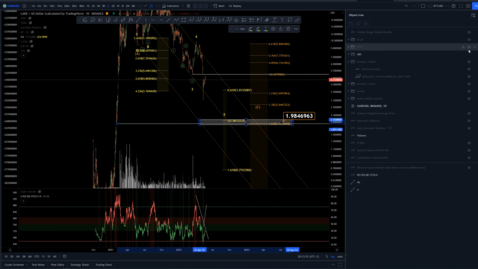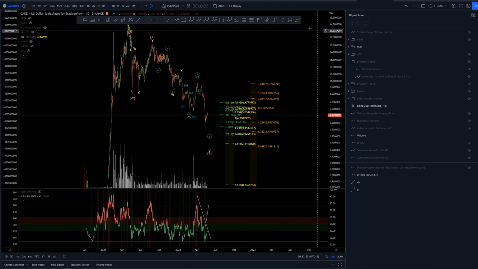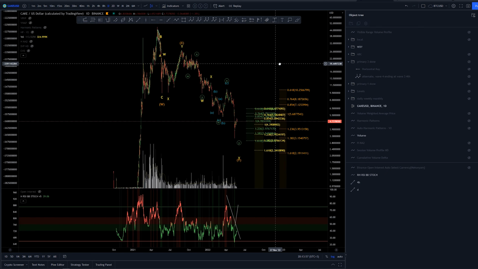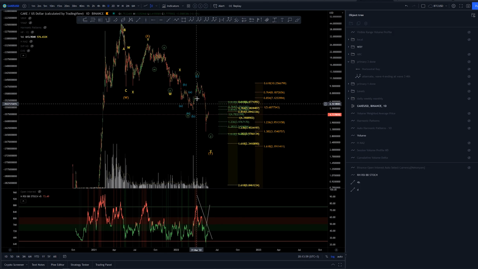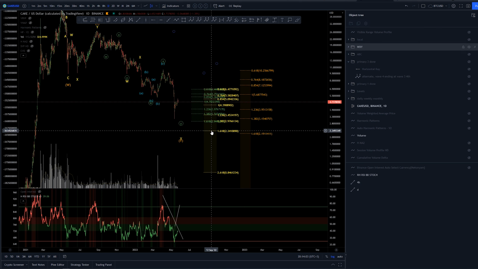So that's the ABC overall. Now the WXY, I think I had this count ending here as well. But now as it has extended downwards, we need to be looking at some other targets.